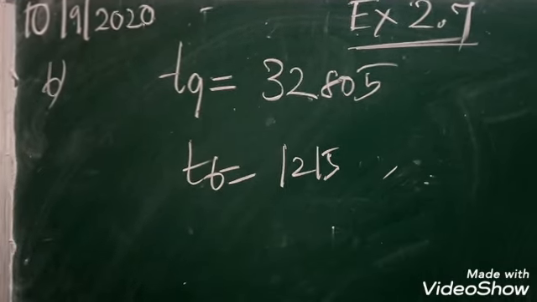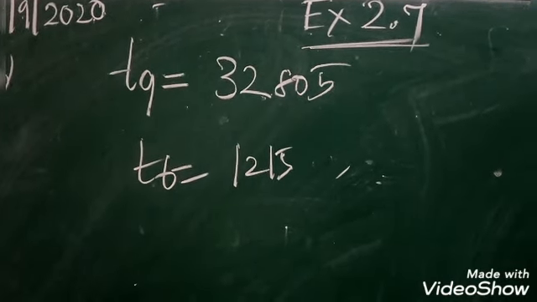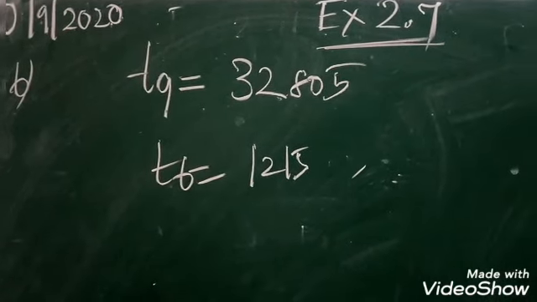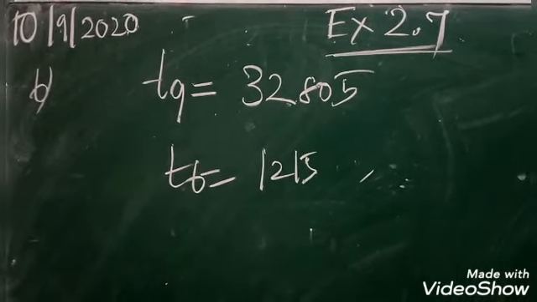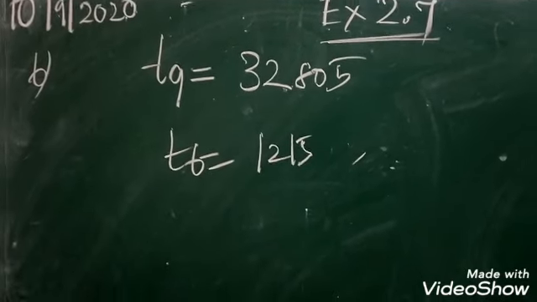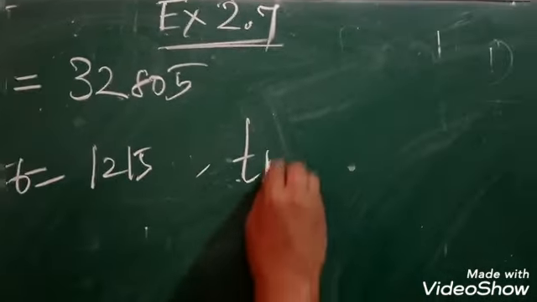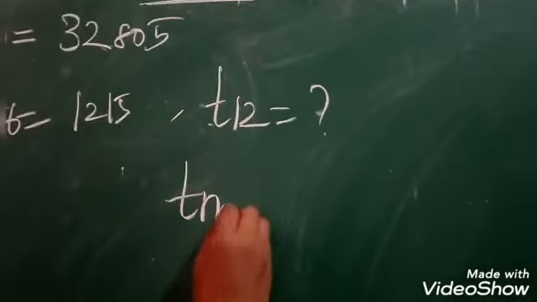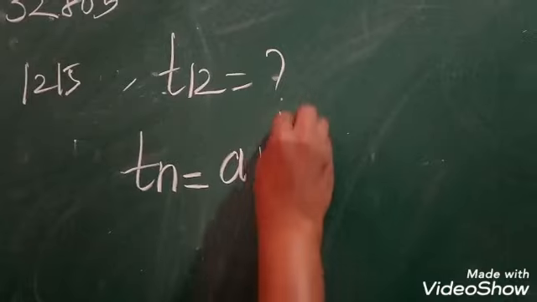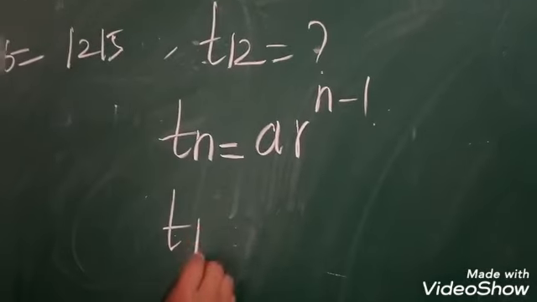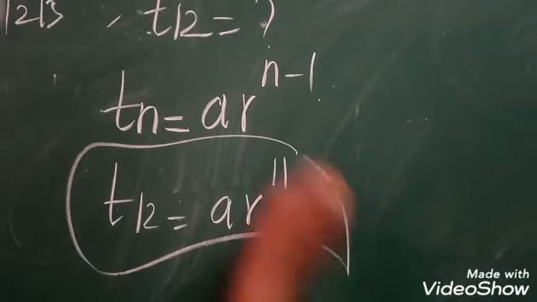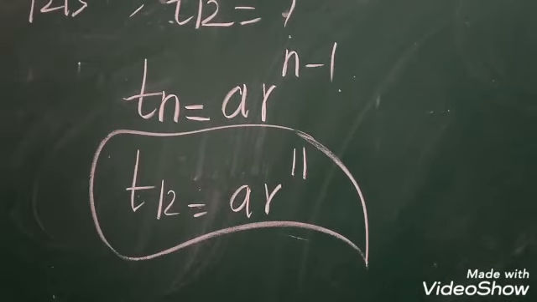Girls, in exercise 2.7, the sixth sum we are going to see. The given is a GP: the ninth term is 32,805 and the sixth term is 1,215. Find the 12th term. Here, see girls, the 12th term they asked. So we know the formula Tn is equal to A r power n minus 1. So T12 means A r power 11. So we need A and R. How do you find out A and R?